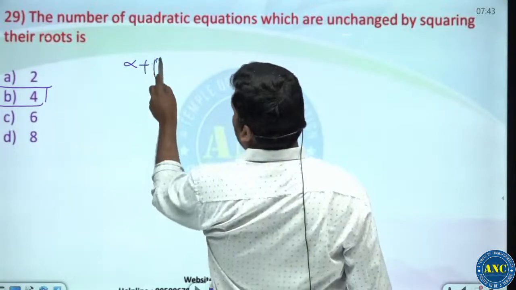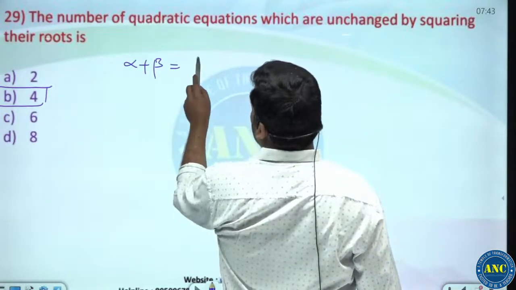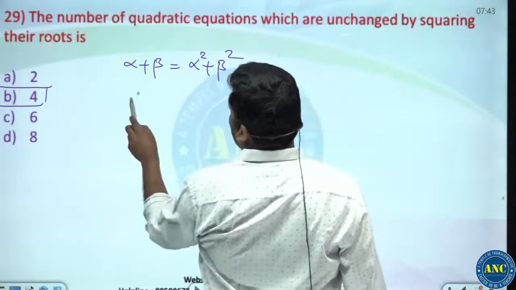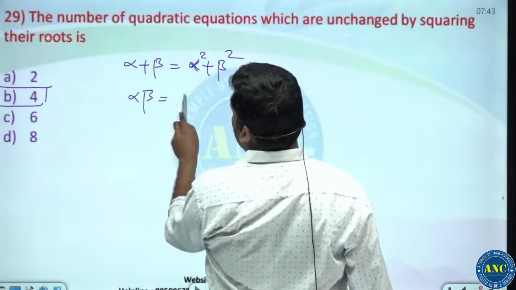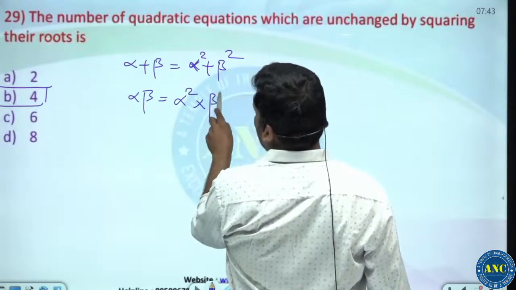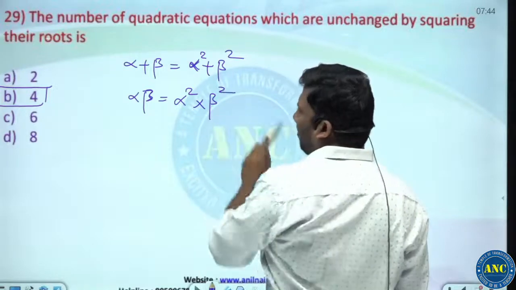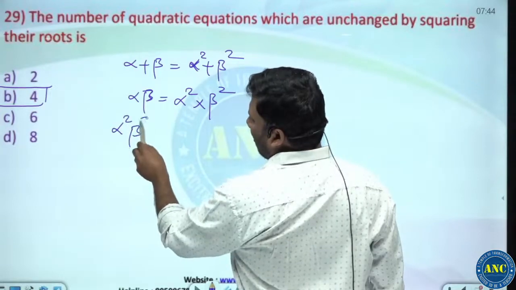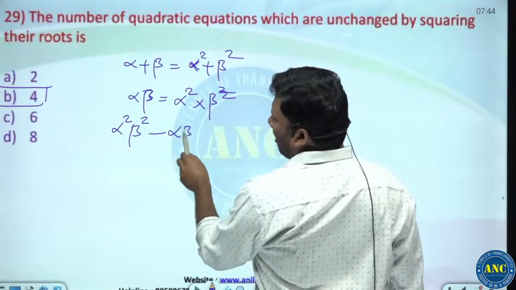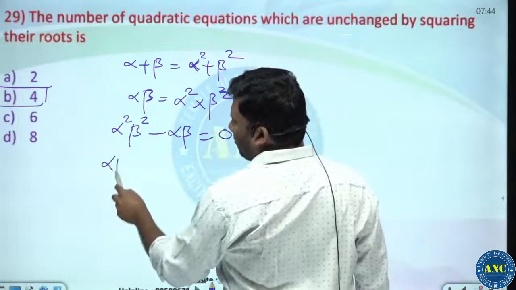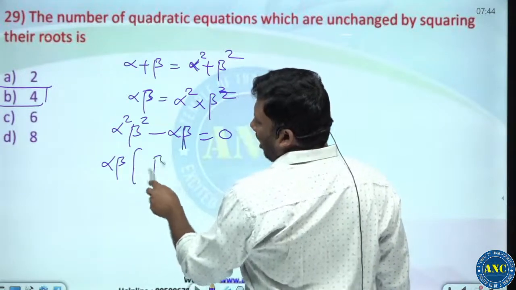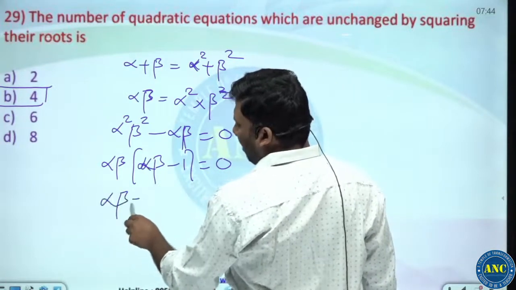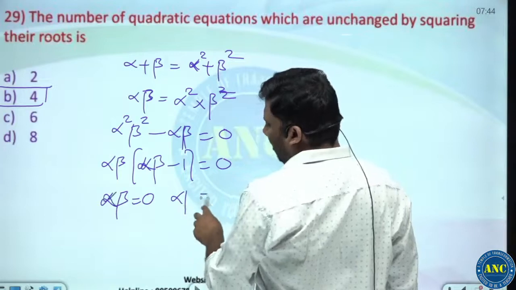That means if the roots are alpha and beta, the sum of the roots alpha plus beta is equivalent to alpha square plus beta square, and the product of the roots alpha beta is unchanged, alpha square into beta square. So, just giving you a hint, alpha square beta square minus alpha beta is equivalent to 0. This will become alpha beta into (alpha beta minus 1) equivalent to 0. So alpha beta is equivalent to 0 or alpha beta is equivalent to 1.